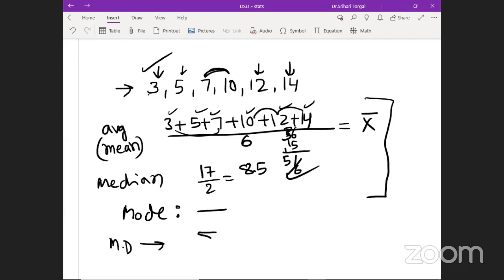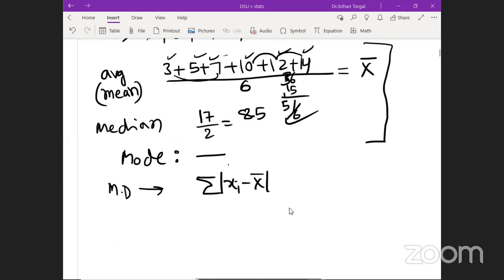If I take this data as x1, x2, x3, x4, x5, and x6, and you take the differences with the mean, that is modulus of xi minus x bar. I put the modulus because we are taking the difference, not doing the plain subtraction. Now divide by n, that will give you the mean deviation. Remember, you have to take the difference, that's it.